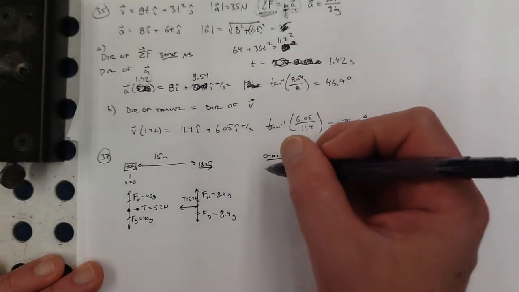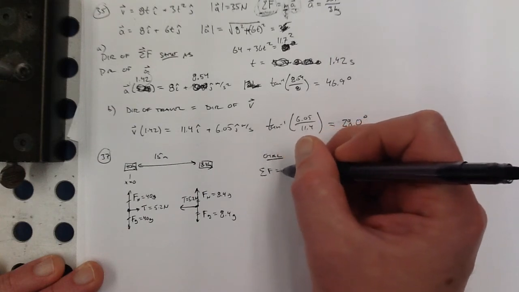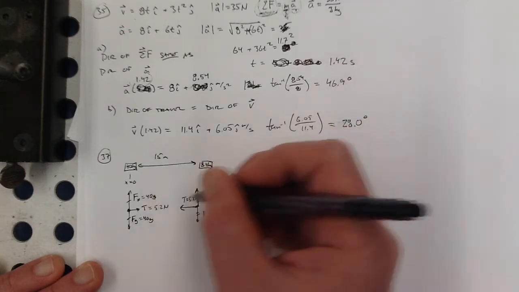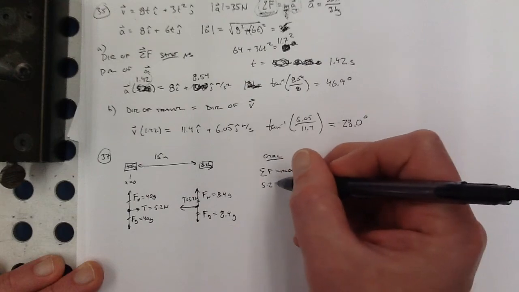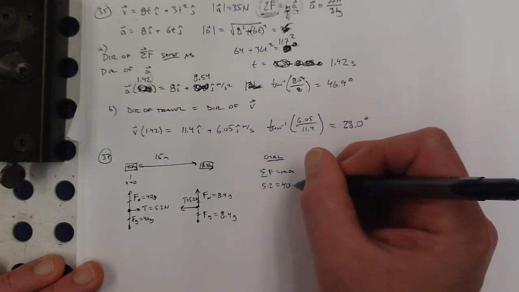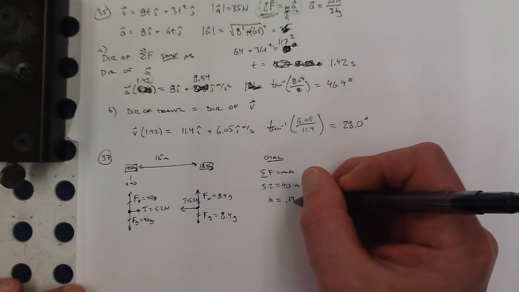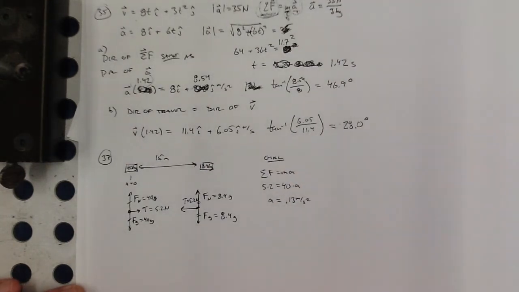So let's see. The sum of all forces equal to mass times acceleration. So that's that tension force equal to her mass times her acceleration. So her acceleration is 5.2 over 40, it's 0.13 meters per second squared.